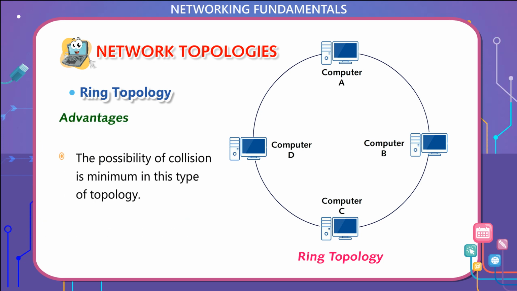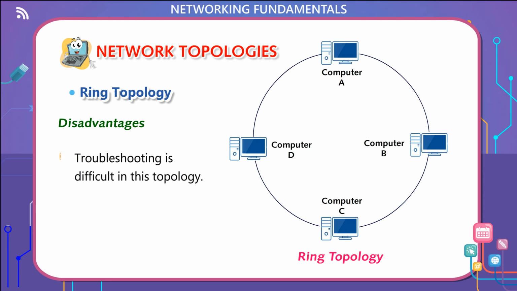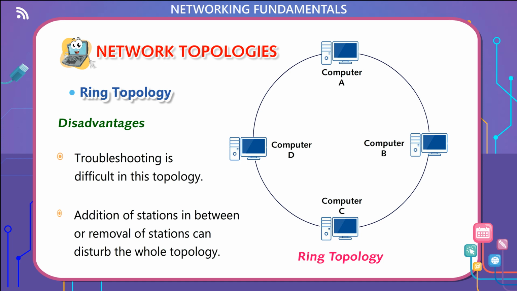Advantages. The possibility of collision is minimum in this type of topology. Cheap to install and expand. Disadvantages. Troubleshooting is difficult in this topology. Addition of stations in between or removal of stations can disturb the whole topology.